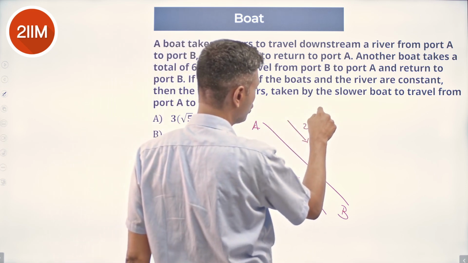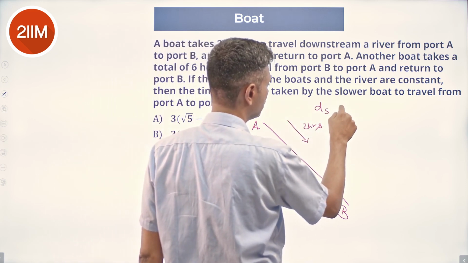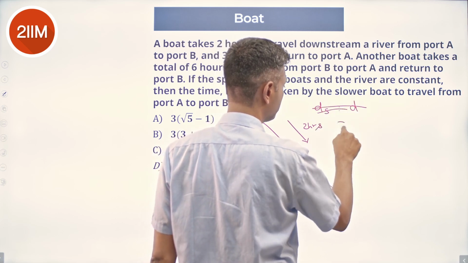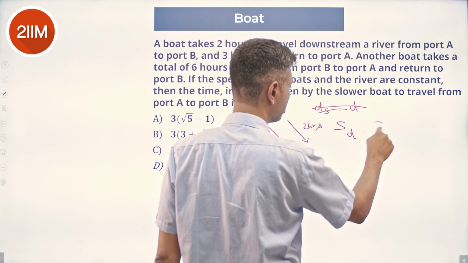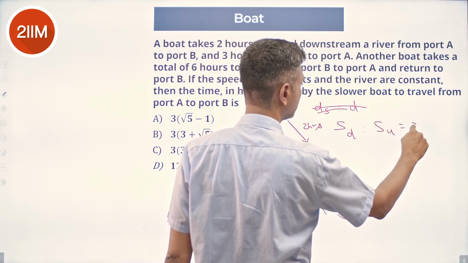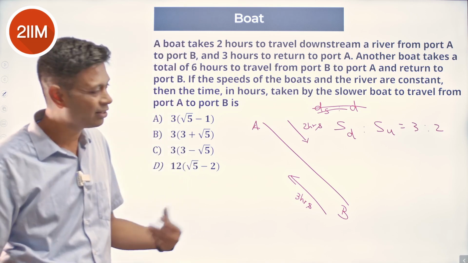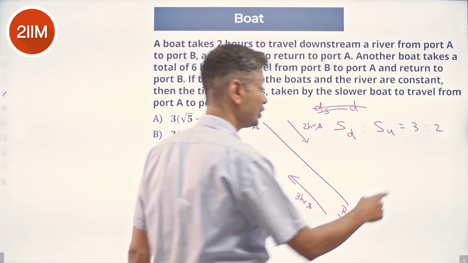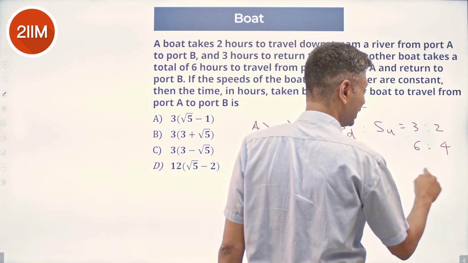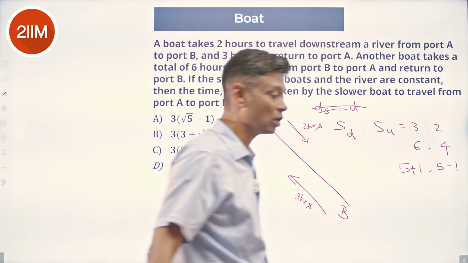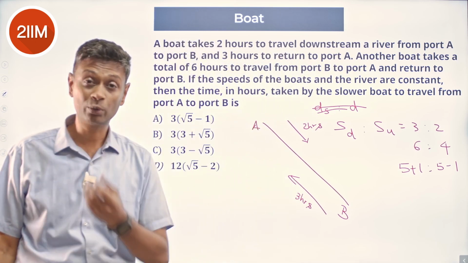So downstream speed to upstream speed. Sorry. Speed downstream is to speed upstream is 3:2. I can imagine 3:2 as 6:4. Then I can think of this as 5 plus 1 is to 5 minus 1. Or where am I heading with all of this?